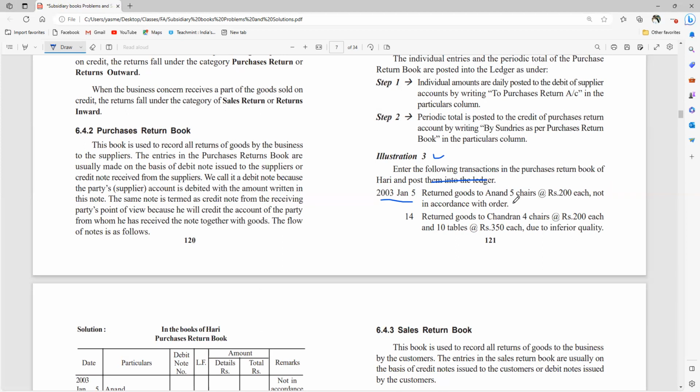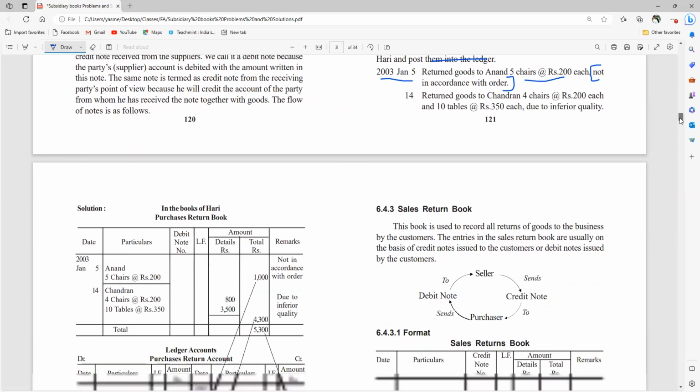Return goods to Anand, 5 chairs at rupees 200 each, not in accordance with order. That means this is the reason why we have returned the goods. Purchase return happens when we have purchased the goods from somebody. Maybe in this transaction we had purchased the goods from Anand, but now because it is not in accordance with our order, meaning what we expected when we gave the order to him, those 5 chairs are not good. That is why we are returning those 5 chairs back to him. So that transaction should be recorded in the purchase return book.